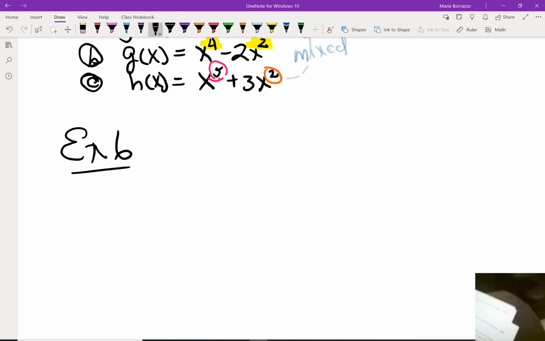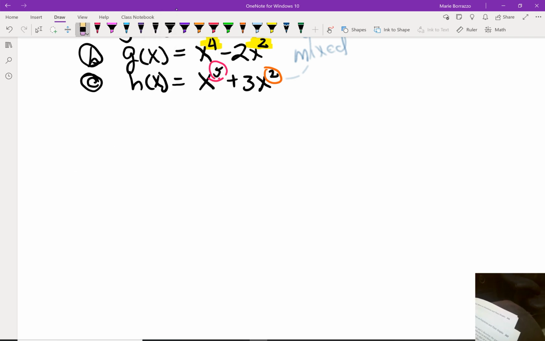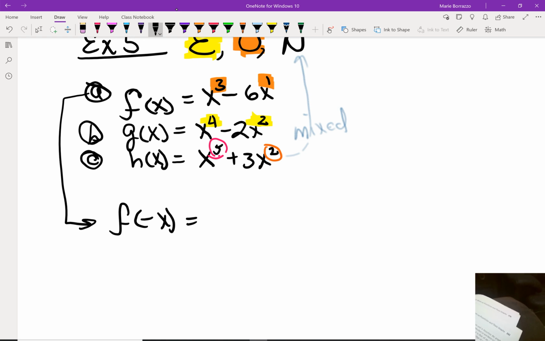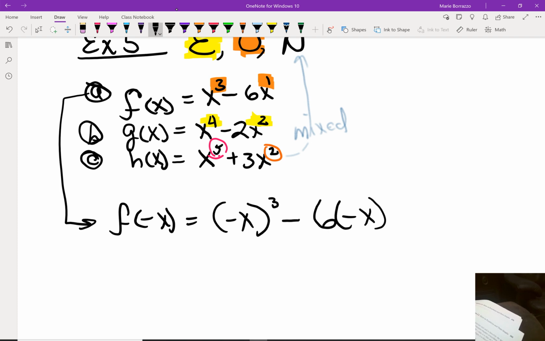By the way, if you want to do this the excruciating long way, let me go back for a minute on example 5. Say hypothetically that I do f of negative x. Substituting in negative x is the way to go to prove this. If I have negative x to the third power minus 6 times negative x, that is how I can prove that this is going to be an odd function.